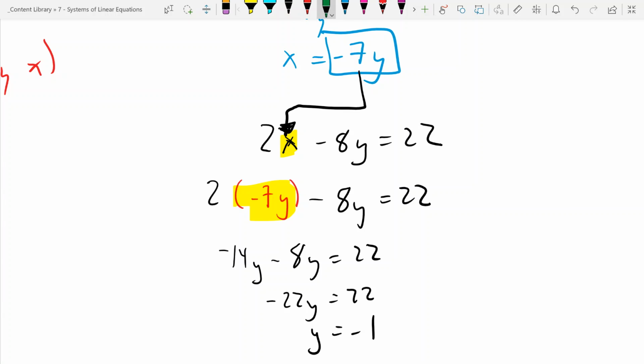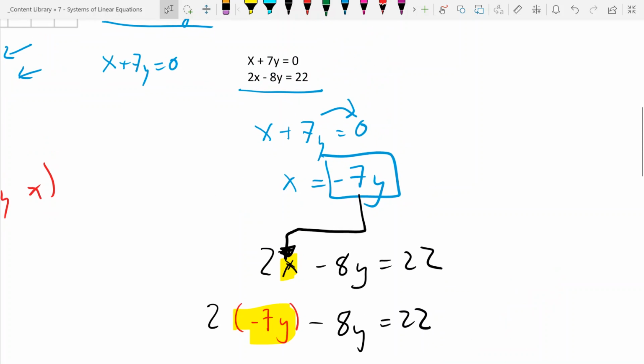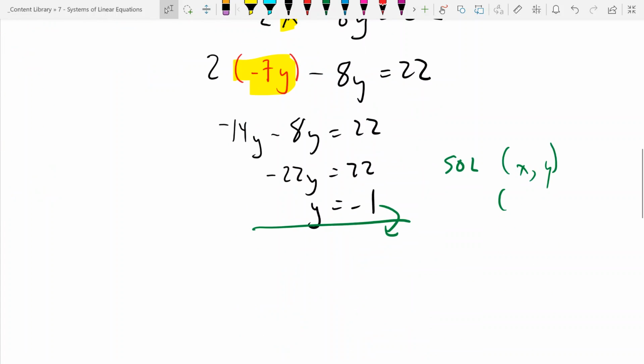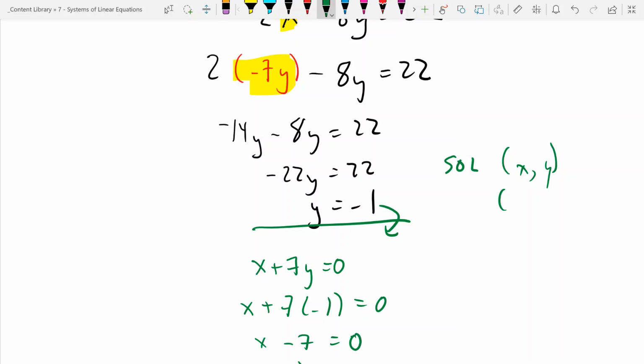So again, I now have my final answer. So the solution would be xy. So I'm going to put in the numbers I know. Oh snap, my bad. I don't know what x is yet. So we gotta sub this back into the original equation to find x. Let's do that first one. X plus 7y equals 0. So x plus 7 times negative 1 equals 0. So x minus 7 equals 0. X equals 7. So now I have my x and y value. So x is equal to 7 and y is negative 1.